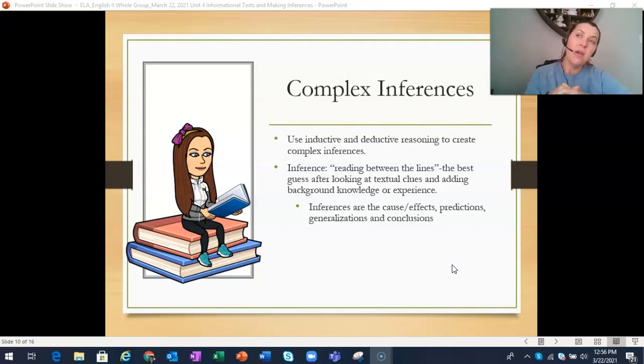In science, we use the term hypothesis when we make an educated guess about what's going to happen. We look at the information that we have and then we make an educated guess about what might happen next. So it's a similar concept in reading. We're making inferences, we're making an educated guess after we've looked at the text and we've applied our own background knowledge. We can make an educated guess as to where this text is going, what's going to happen next. That's making an inference.